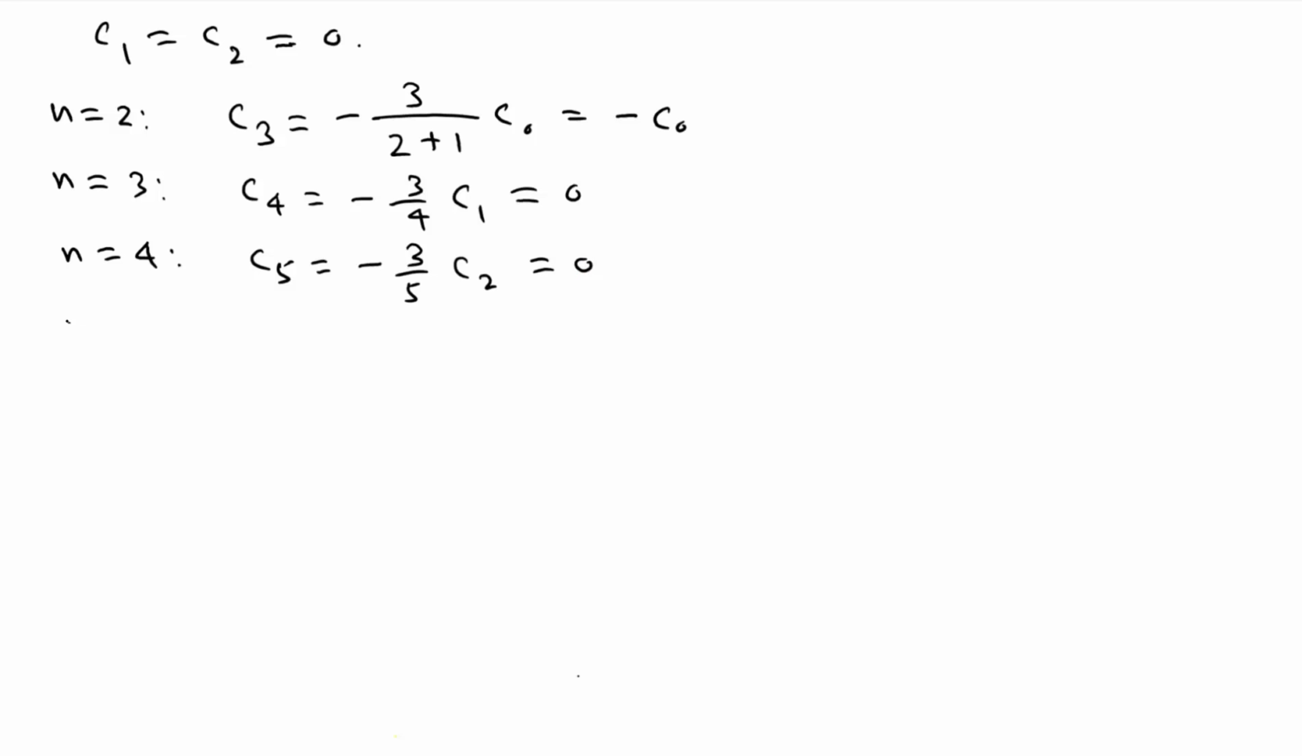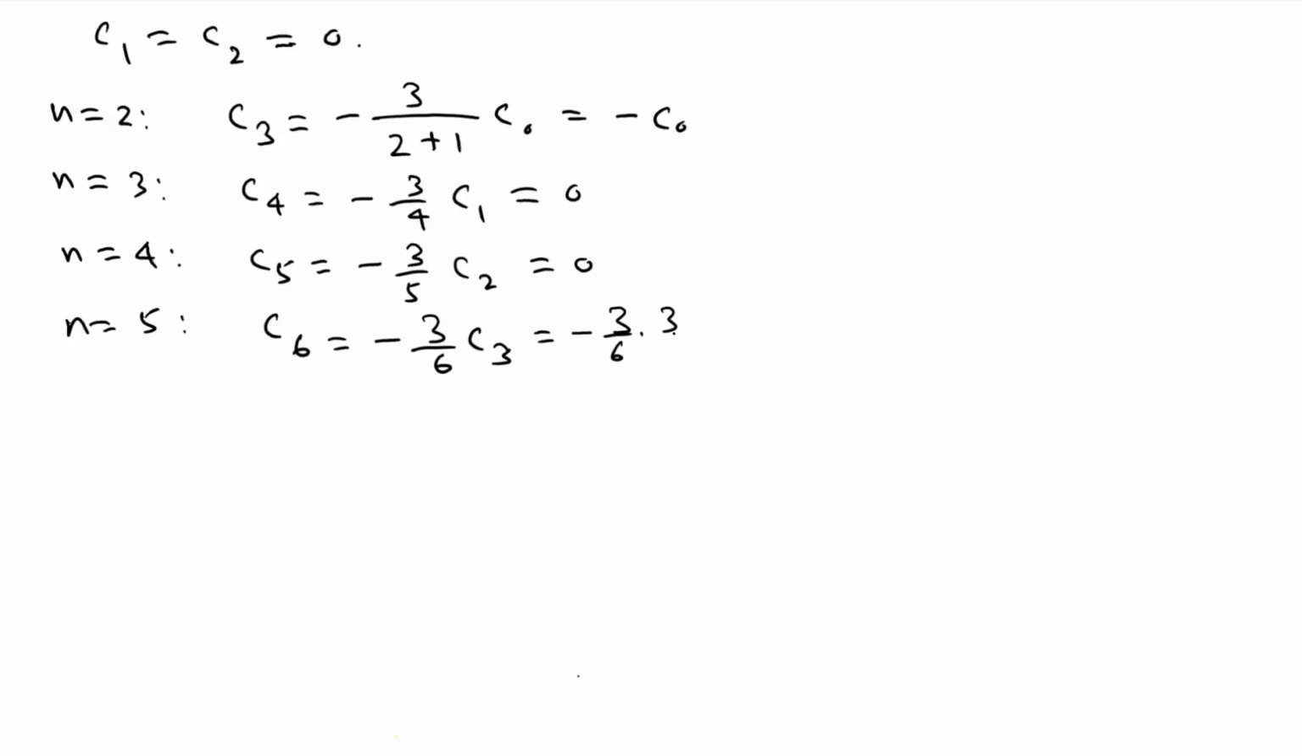So let's do one more, n equals 5, so this is c to the 6. Just find a few numbers until we see a pattern. So it is 3 over 6 c3, but we know what c3 is. c3 equals negative c0. So when you plug that in, what are you going to get? A negative 3 over 6. We are not going to simplify, we leave it like that, because otherwise we can lose the pattern. So I'm going to leave it in the original form.